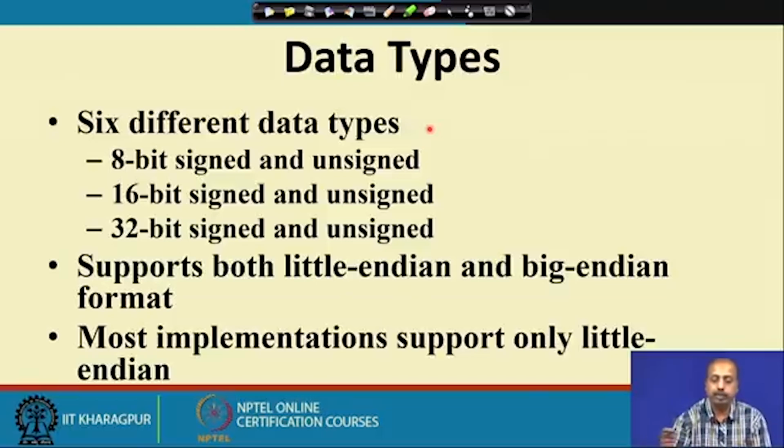In fact, this ARM processor has a pin called big endian. If that is activated, the processor will take it as big endian format, otherwise it will take it as little endian format. So, what is it like?